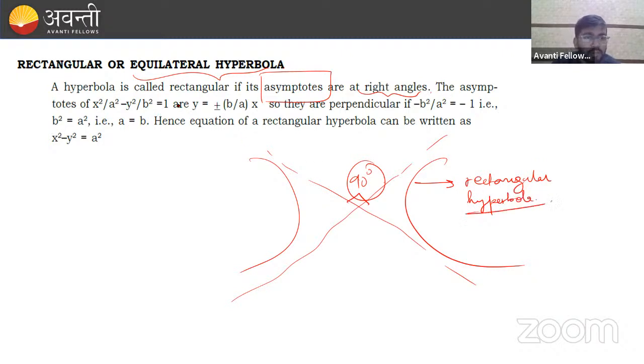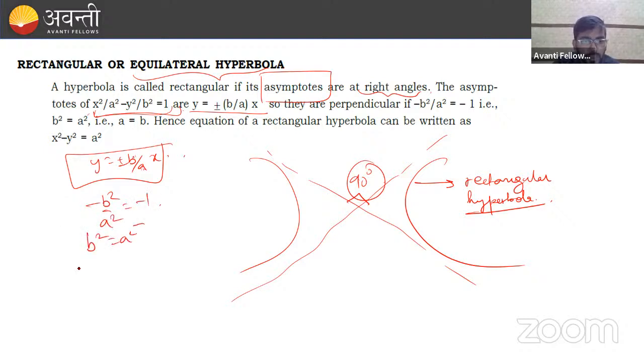The asymptotes of this hyperbola are y equals plus minus b by a into x. If they are perpendicular, the product of the slopes should be minus 1. So we get minus b square by a square equals minus 1, so b square equals a square. So the equation of a rectangular hyperbola can be written as x square minus y square equals a square, since a square and b square are equal.